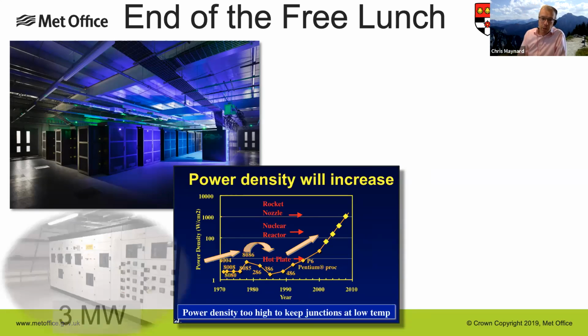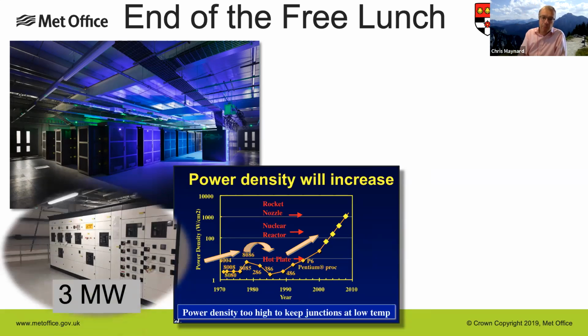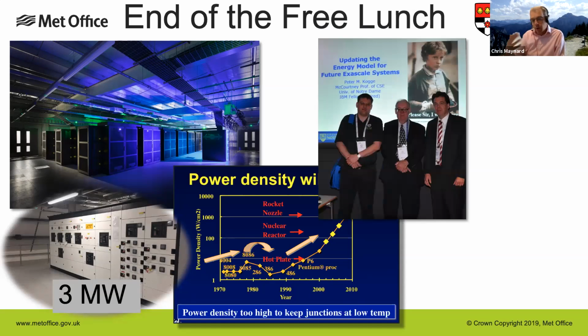And this solves the microscopic power problem, but we still have the macroscopic power problem. There's a 3 megawatt power supply for the Met Office supercomputer there. And of course, if we keep going, we have to look at alternative architectures, because eventually we run out of power. This is a paper by Peter Kogge at ISC 2015, updating the energy model for future exascale systems. So it's basically, can we make a computer capable of doing an exaflop for less than 20 megawatts of power using a CPU-like architecture? And the answer is no, you can't. And there's a picture of Oliver Twist asking for some more power, but there isn't any more.